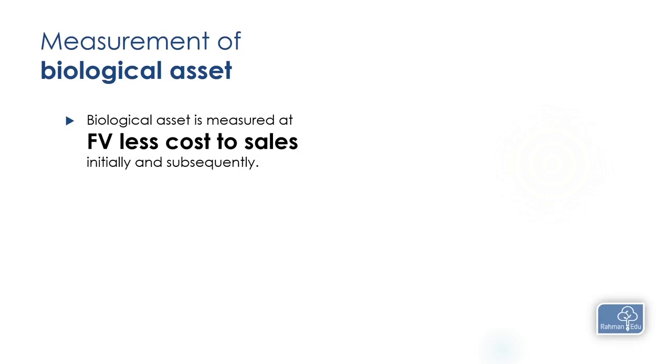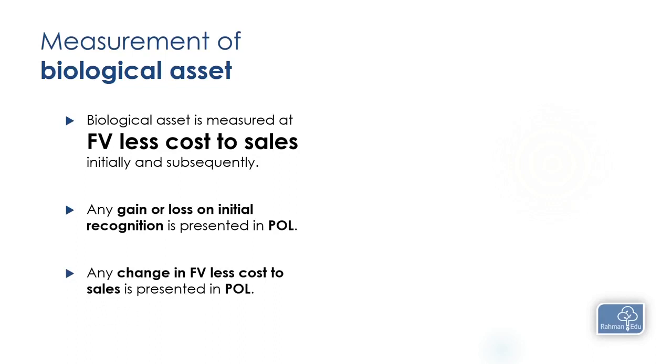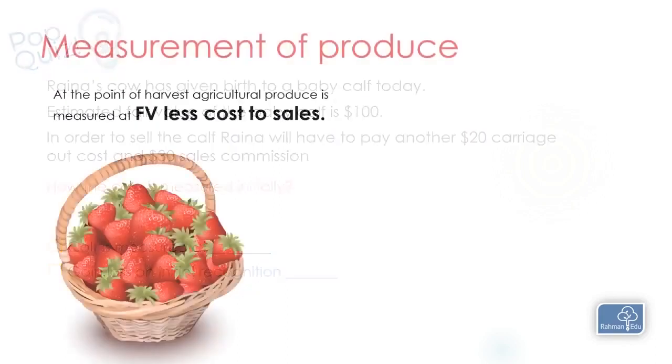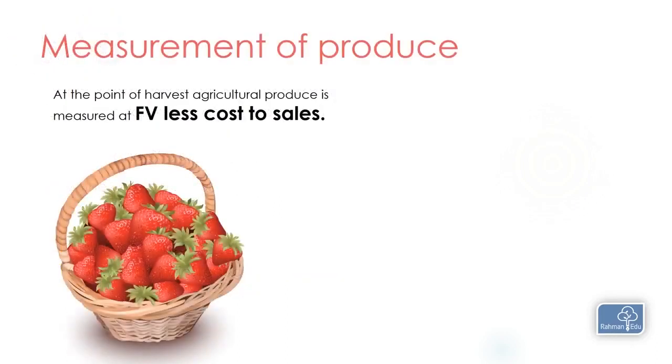If you want to sell this biological asset, maybe there is some transportation cost. You need to take the asset to the market, and also you need to pay some commission. Deduct those carriage outward and commission from the market price, and you get fair value less cost to sell. Any gain or loss on initial recognition is presented in profit or loss. Similarly, any gain or loss from changes in fair value less cost to sell subsequently will be presented in profit or loss.